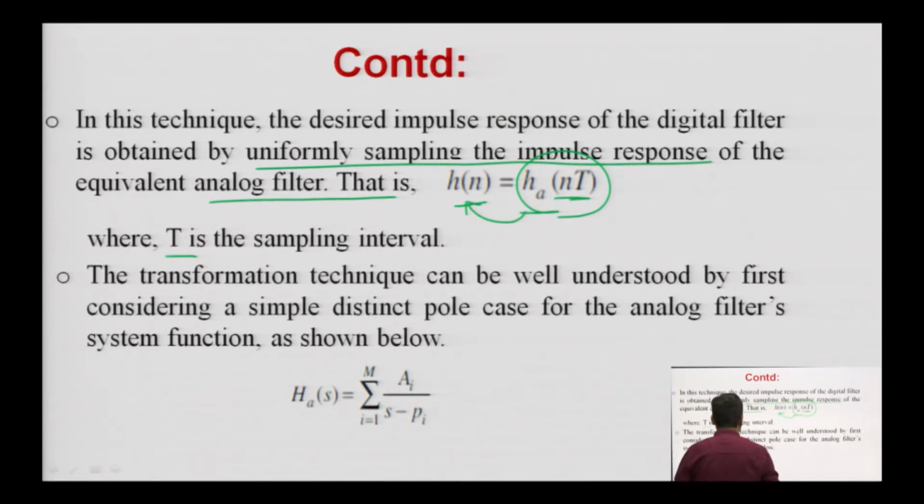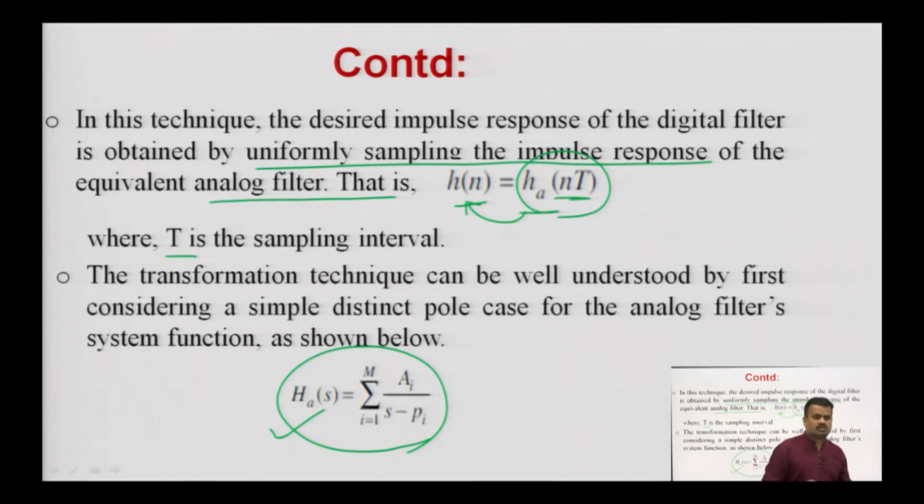Now, the transformation technique can be well understood by first considering a simple distinct pole case for the analog filter system function. So, at first, for example, suppose H_a(s) is given to you as the summation from i = 1 to m of A_i upon (s minus p_i). It means you are containing one pole of p_i. Okay, so H_a(s) is given to you.